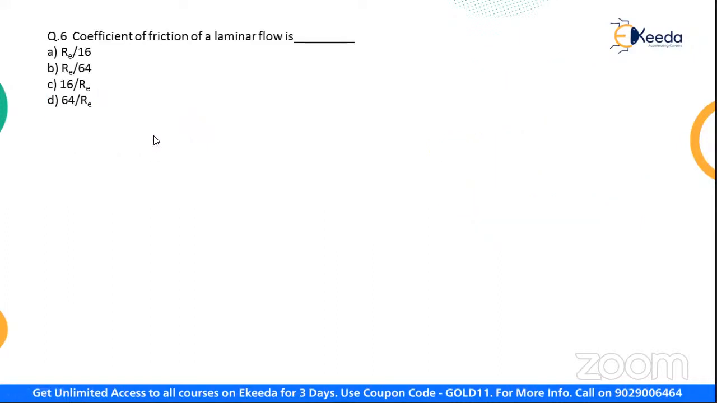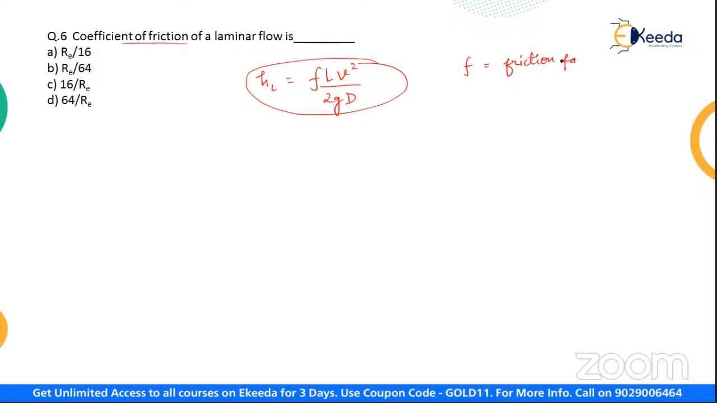Moving on to the next question, that is question number 6. Coefficient of friction for a laminar flow is. So the head loss is given by f L V square divided by 2 g D. Now the f here is known as the friction factor, which is equal to 4 times f dash. And f dash is the coefficient of friction.